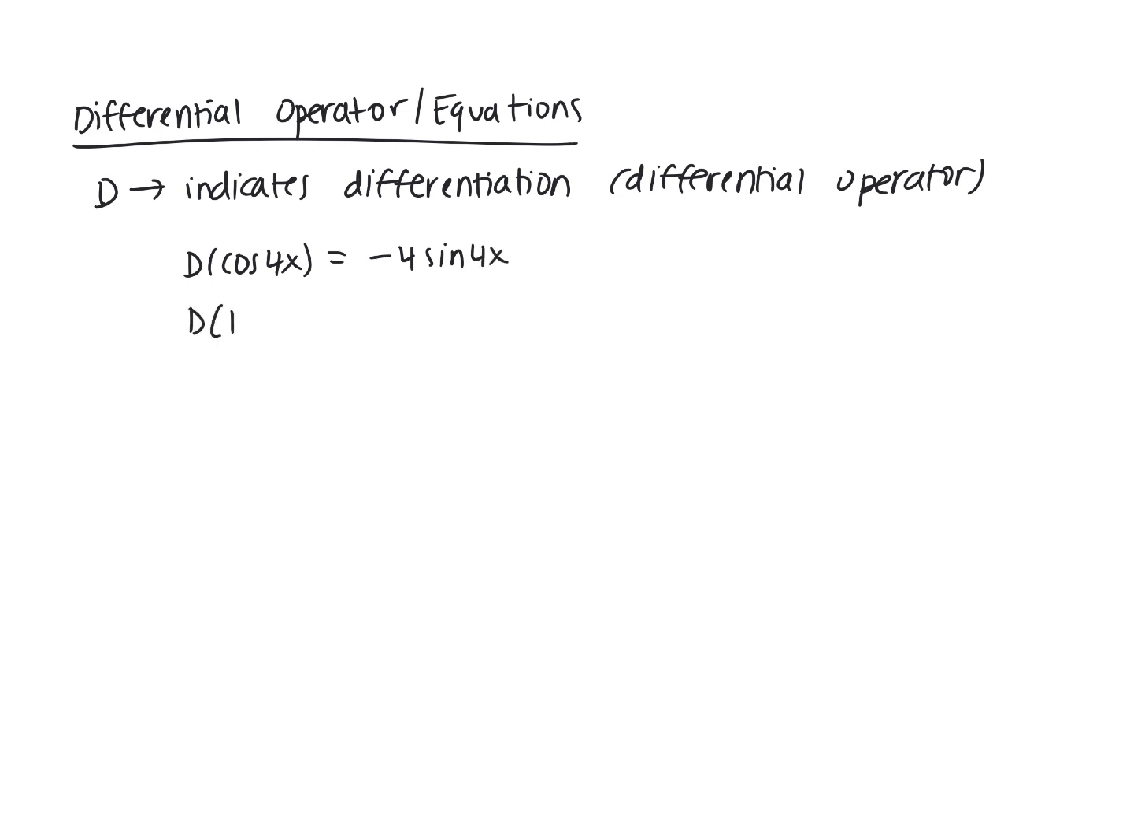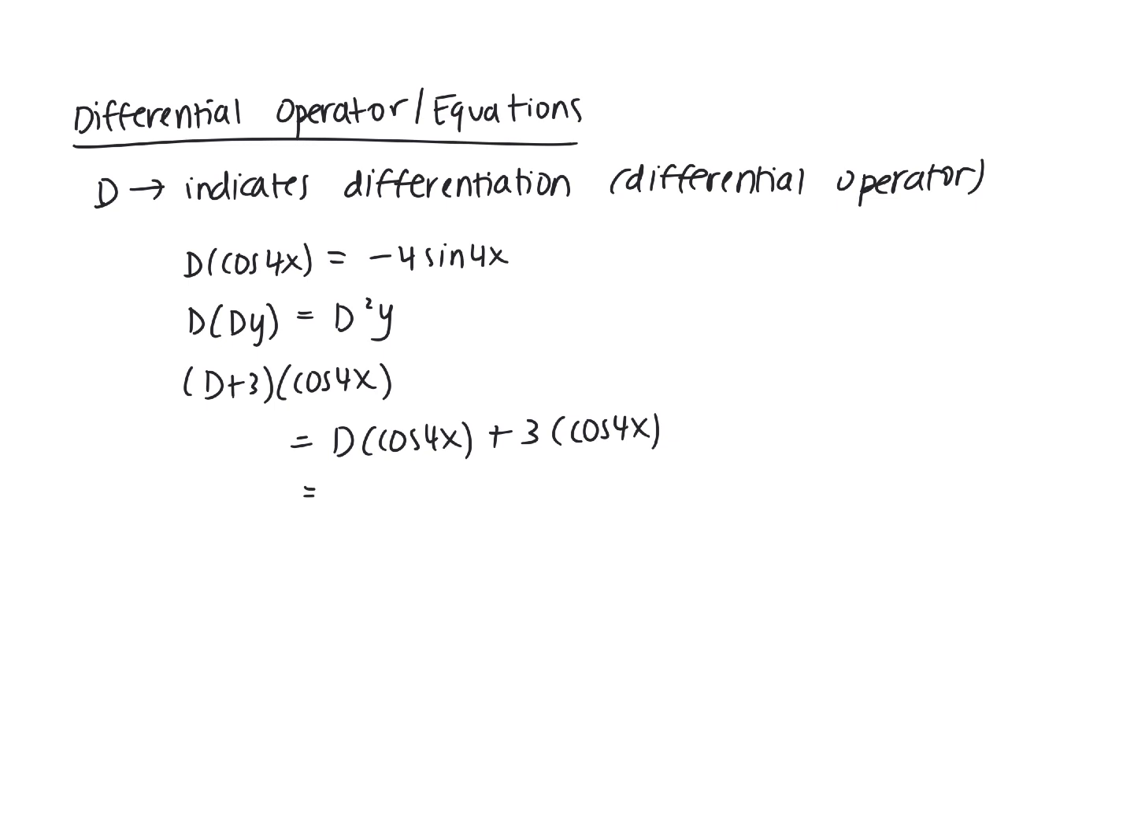If you are taking D of D y, that's saying take the derivative of y and then take the derivative again. So that is the second derivative of y. You might see something like this, D plus 3 applied to cosine of 4x. What that means is D of cosine of 4x plus 3 times cosine of 4x, which is negative 4 sine of 4x and then just 3 cosine of 4x. So this is notation that we're going to use later.